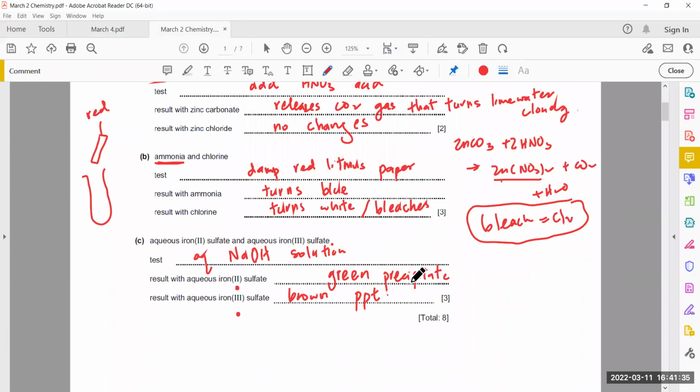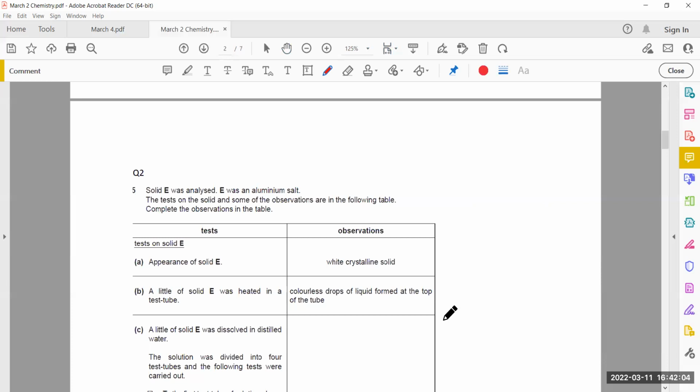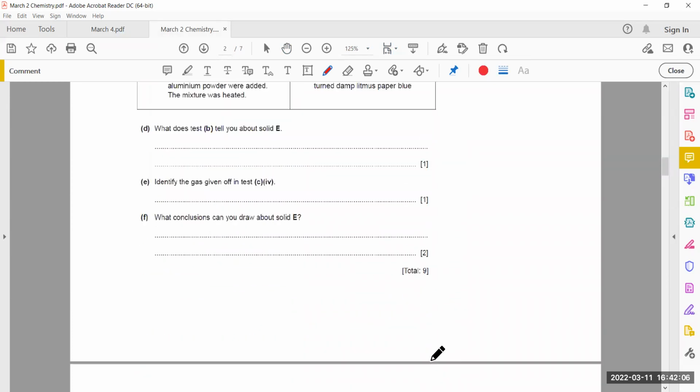Teacher, for B, can I just say observe color of the solid? No, cannot. Because the solid doesn't give you a definitive answer. Cannot. You must do a test. Observing the solid is not a test. Okay? Okay, is that all? Yeah. That's all, huh?